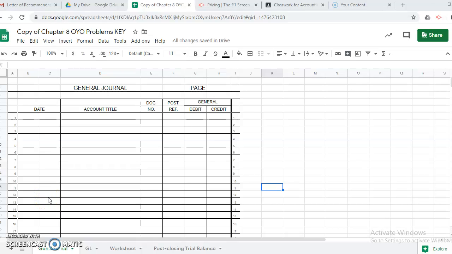All right, guys, I'm going to go over the 8-1 on your own problem. This problem's on page 222 of your textbook. Basically, we're going to have to journalize the closing entries to close out the temporary accounts, and then we're going to post them to a general ledger. You're going to use your worksheet tab to work through this and to get the information.